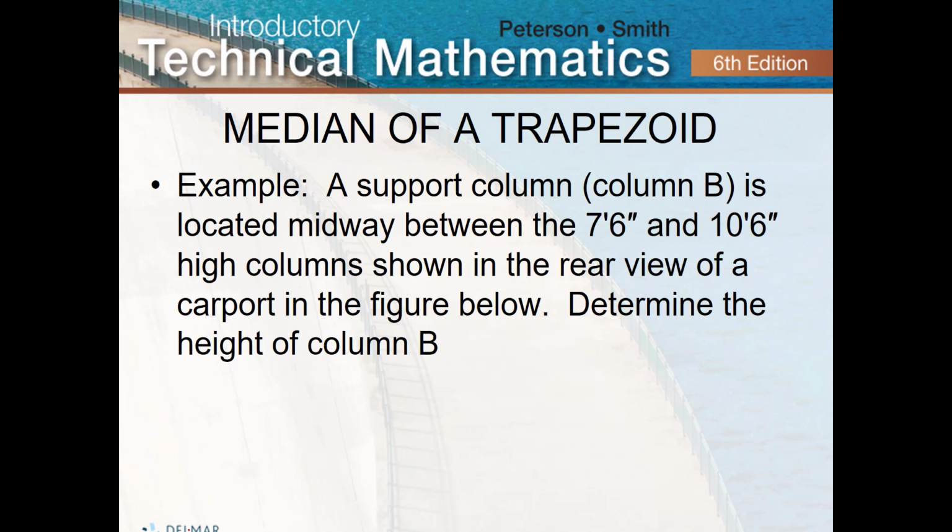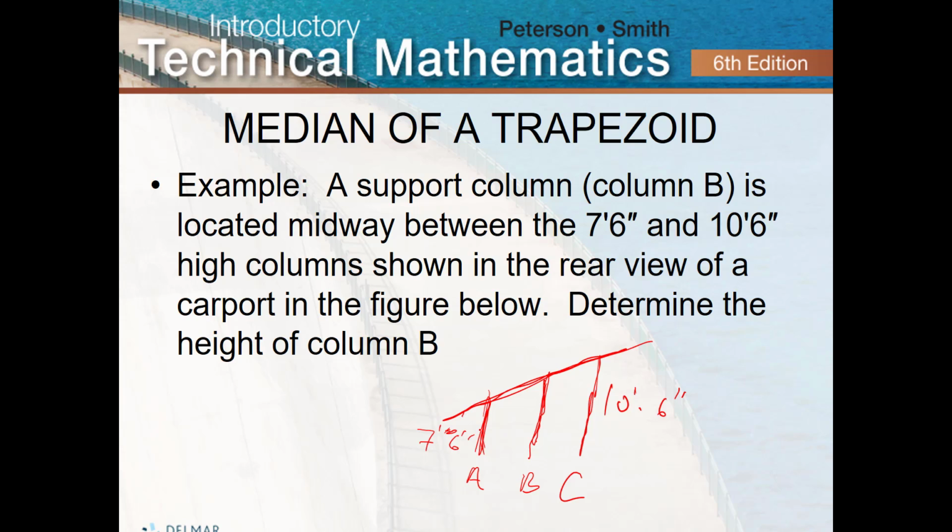So it says support column B is located midway between 2 points, one column. And again, I like to draw, so we're going to call that A, we're going to call this one B, we'll call this one C. There's our support column. All right, so this is 10 feet 6 inches. This is 7 feet 6 inches.